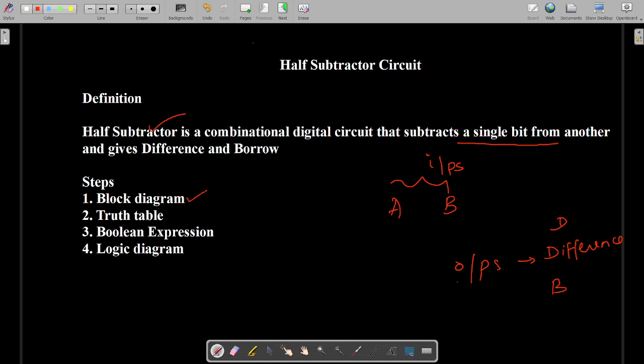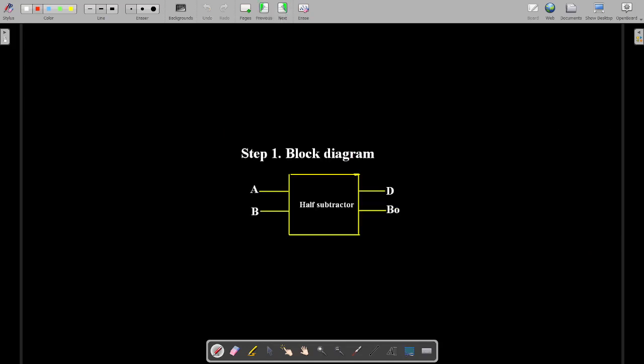The first one is block diagram. Second one is truth table. Third one is Boolean expression. The fourth one, the final step, is the logic diagram. Okay. So we move on to this block diagram. So this is the block diagram.